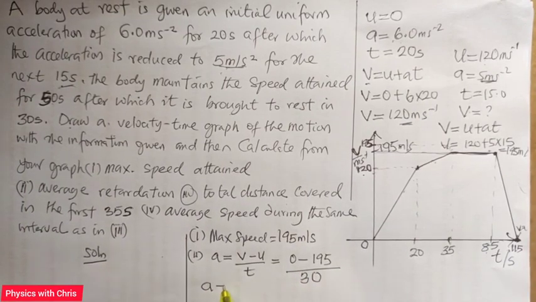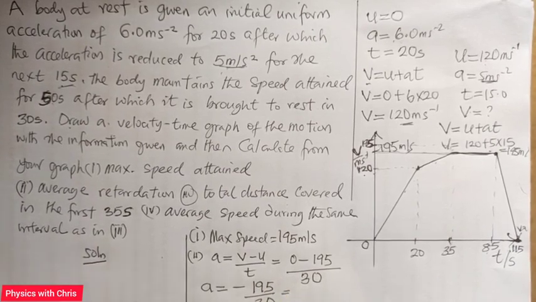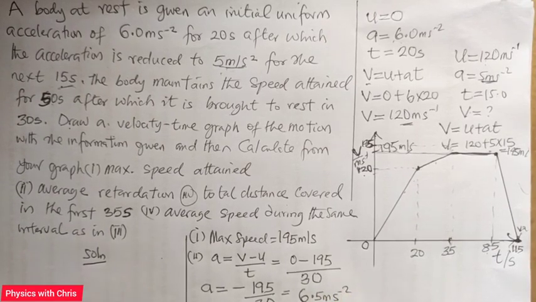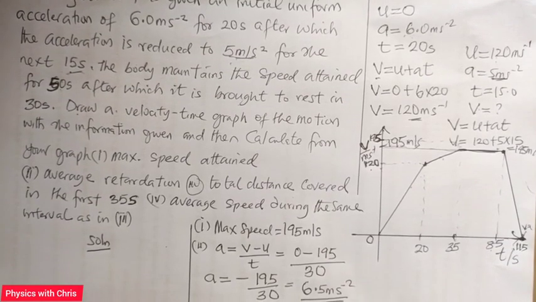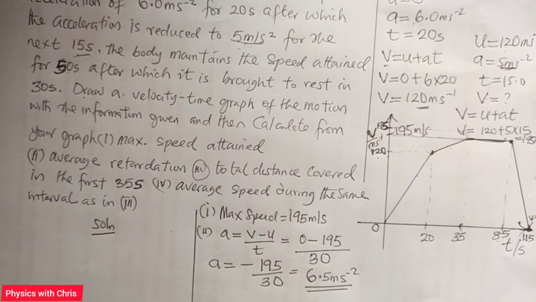So that's my deceleration. My acceleration rather is negative, and that gives me my deceleration of 6.5 meters per second squared. Of course, this is my deceleration. I did not include the negative sign. Negative acceleration is deceleration. Okay, the next question says you should calculate the total distance covered.